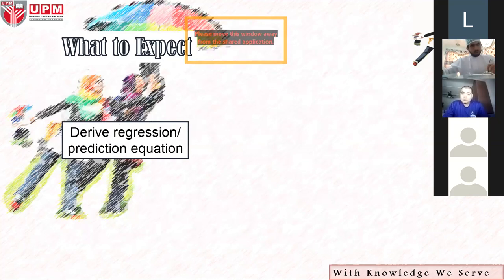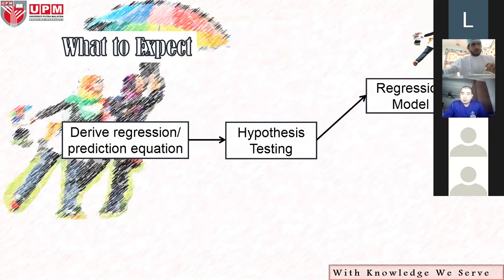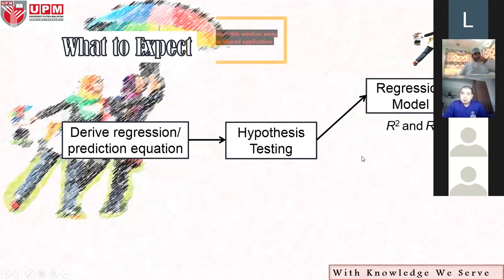So what to expect? First, you are able to derive the regression prediction equation, make hypothesis testing based on the regression model, and then based on the regression model, you can report and interpret the value of R squared and R. R squared refers to the amount of variance explained by IV. The name of R squared is the coefficient of determination. Capital R here indicates the correlation.